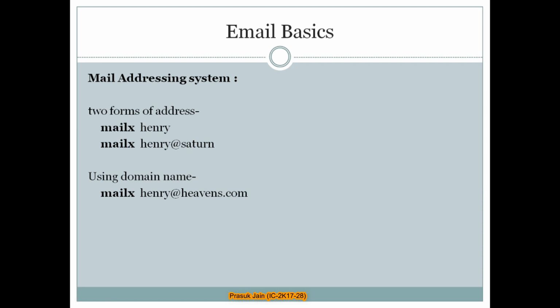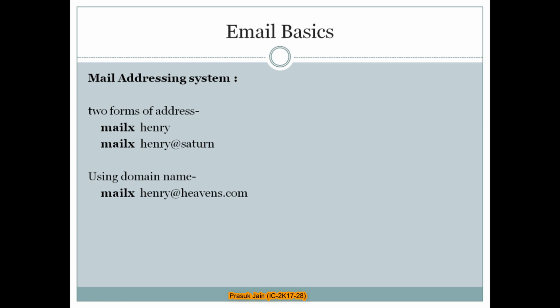A recipient is identified by their email address. The addressing scheme in the early days simply used the recipient's username as the email address. However, in a single network, the email address also uses the machine name as a component. Like we see here, two forms of address.